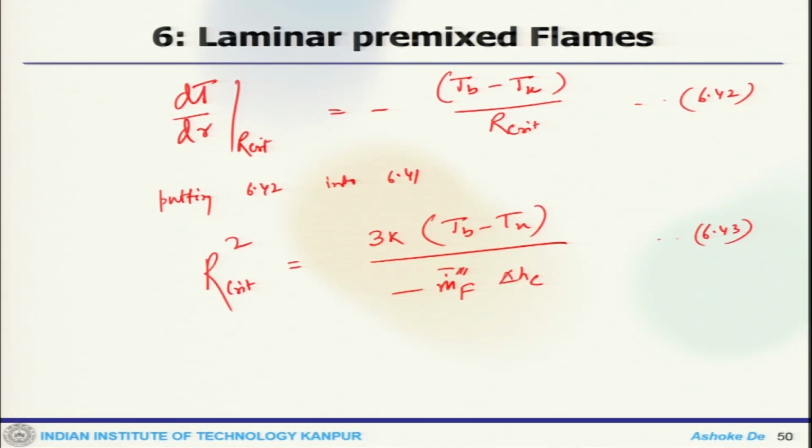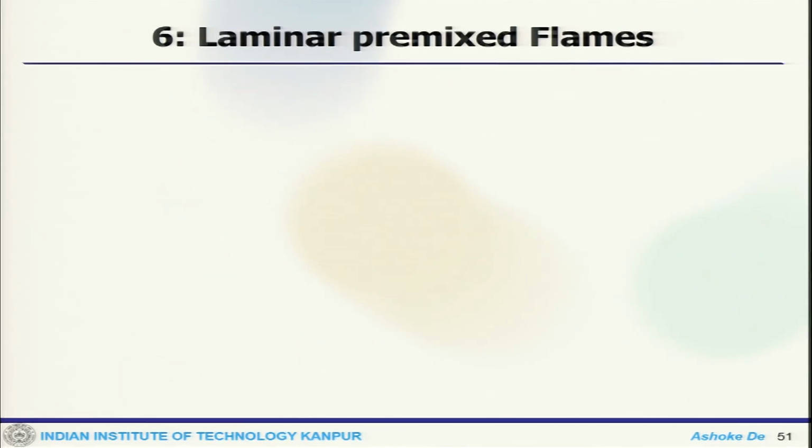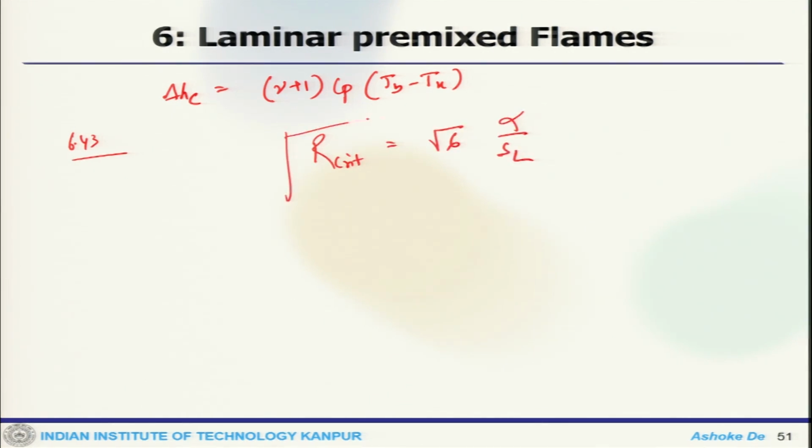Now, we have already got a relationship in 6.20, the average reaction rate in terms of SL and delta. So, that already gives my average reaction rate in terms of SL and delta. That we can use, and also we have the enthalpy of combustion as (nu plus 1) Cp (Tb minus Tu). So, 6.43 becomes r critical equals root 6 alpha by SL. So, you get a critical radius, and here alpha is k by rho Cp.